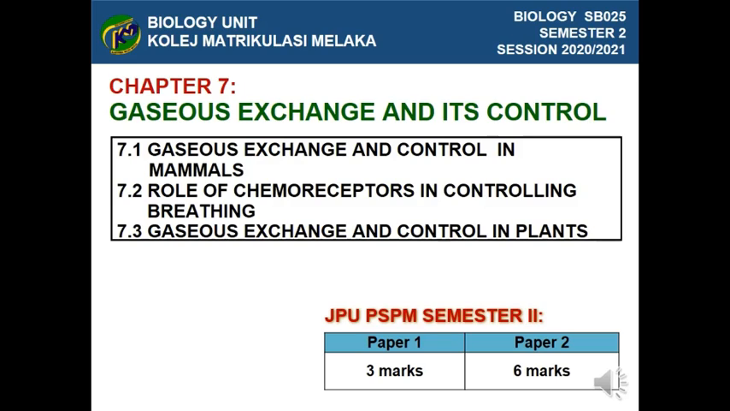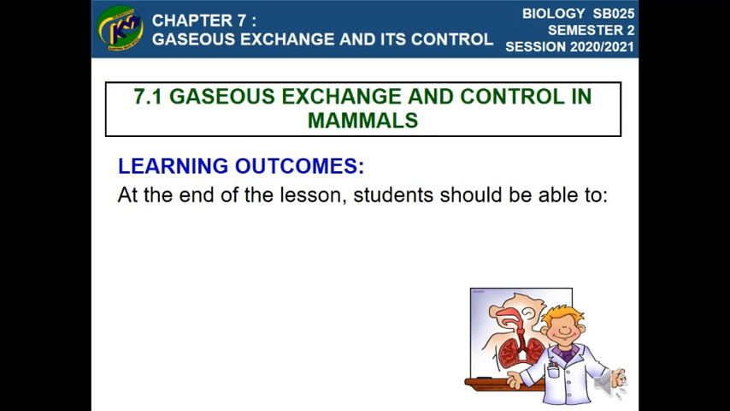Under this chapter we have three subchapters: 7.1 gases exchange and control in mammals, 7.2 roles of chemoreceptors in controlling breathing, and 7.3 gases exchange and control in plants. 7.1 Gases exchange and control in mammals.